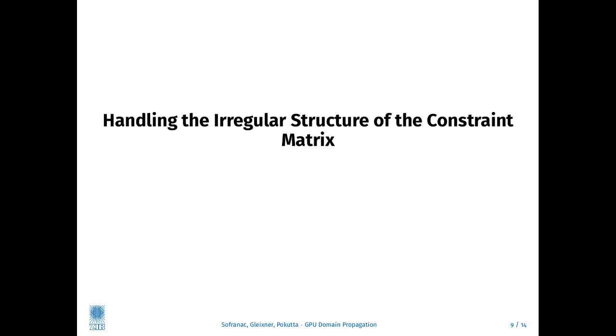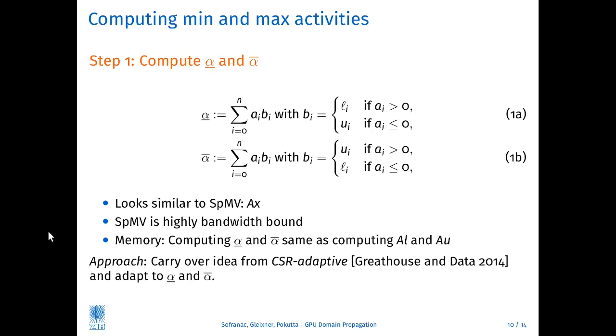I will now talk a little bit about how we handle the irregular sparse structure of the constraint matrix in our algorithm. I will introduce the idea of the computation of minimum and maximum activities. The rest of the computation will extend naturally from there. Activities can be computed by the formulas you see in the middle. The key observation for efficient implementation of these on a GPU is that it is conditioned by the same factors that condition efficient implementation of sparse matrix vector products, or SPMVs. With this in mind, we will be able to carry over the ideas developed for SPMV algorithms and adapt them to the computation of activities.